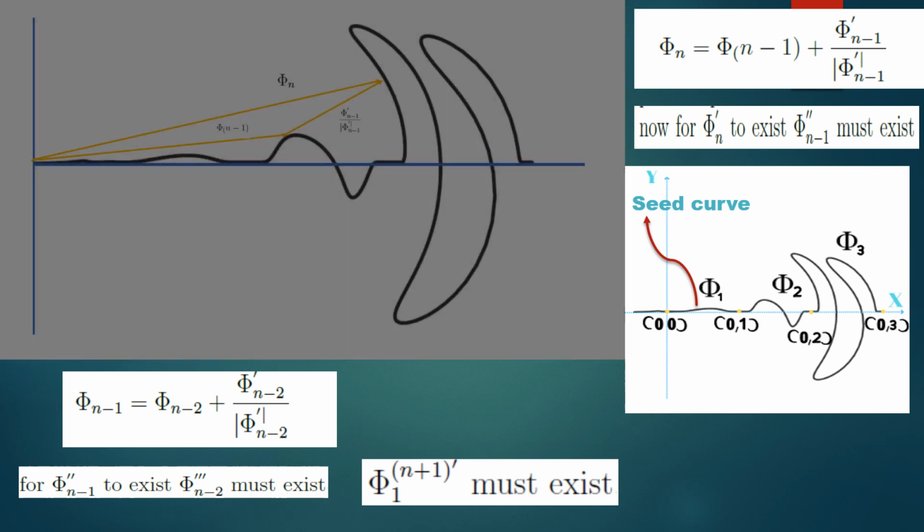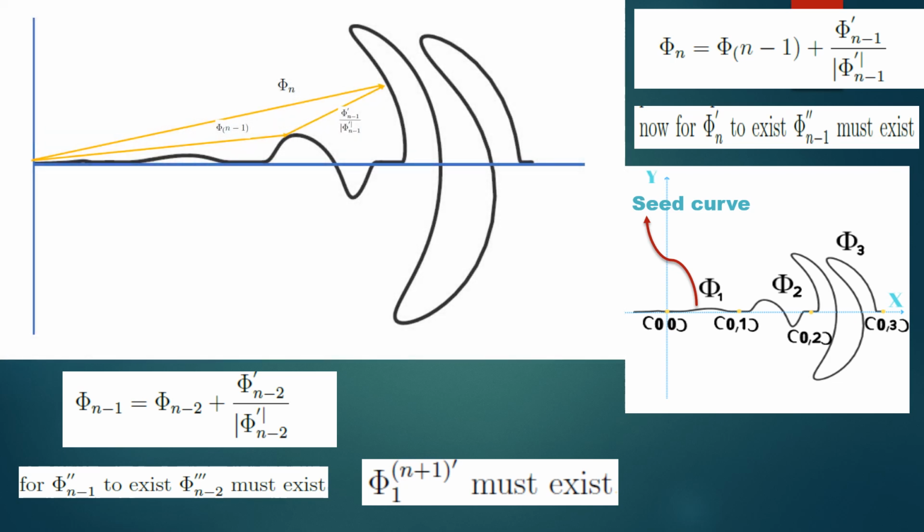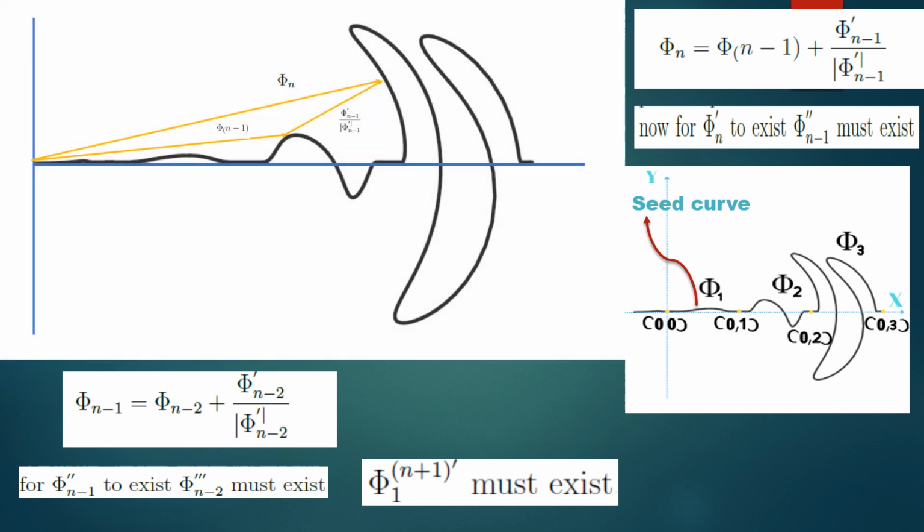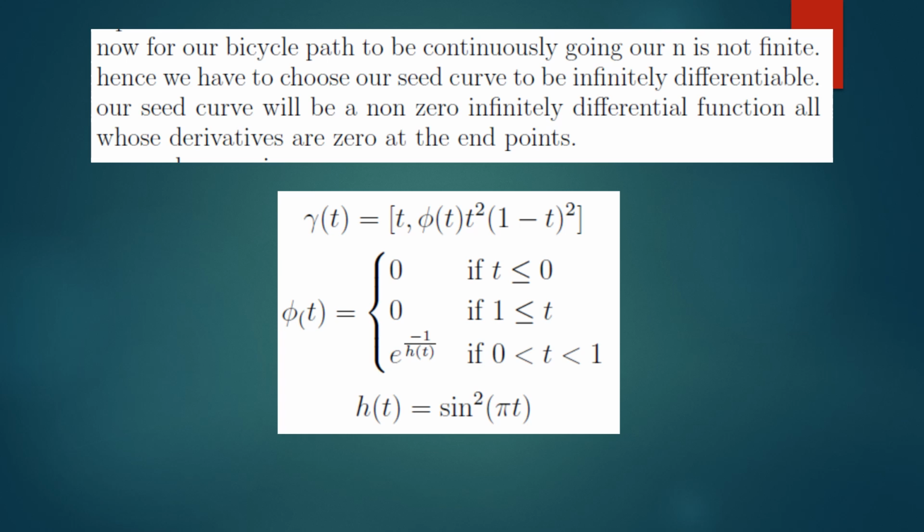And second, at all these points where these different curves meet, we must get a straight line or a curve which is differentiable. And since we are generating all our further curves with our seed curve, the starting and ending point of our seed curve is a straight line. So the starting and ending points of all the further curves will also be a straight line. So our seed curve will be a non-zero infinitely differentiable function, all of whose derivatives are zero at the endpoints. All the curves satisfying the condition for the seed curve will be valid, and one such curve is shown here.